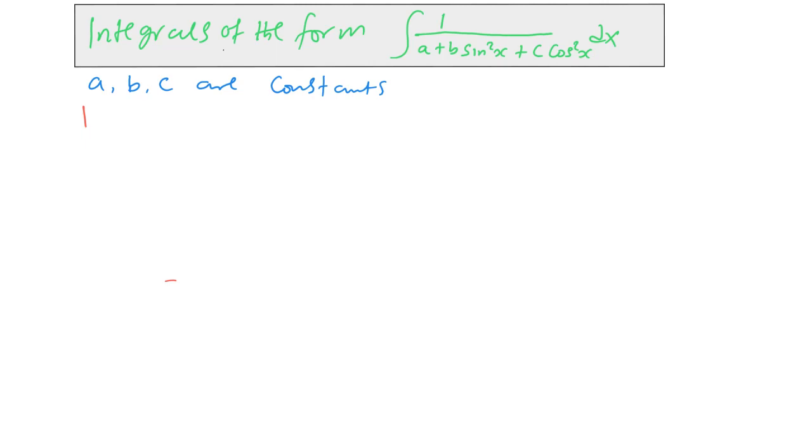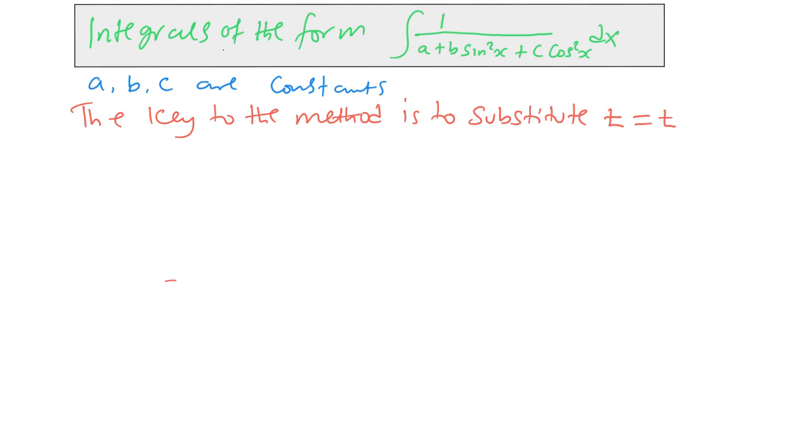Let's talk about integrals of the form 1 over a plus b sine squared x plus c cos squared x, dx. Okay, so a, b, and c are constants. Now, the key to the method is to substitute. Okay, let me write this for you. So the key to the method is to substitute t equals tan x in the integral.